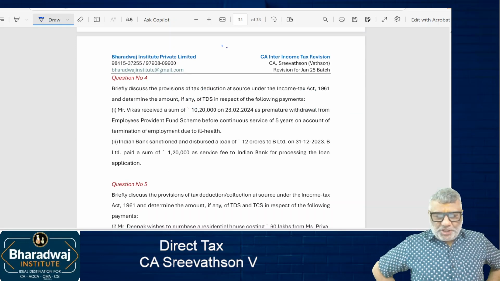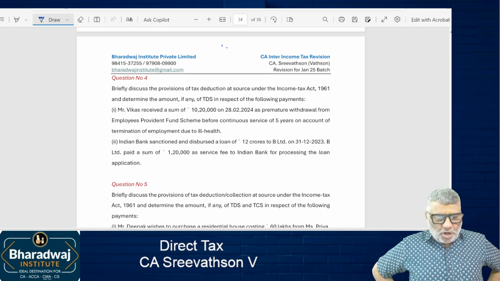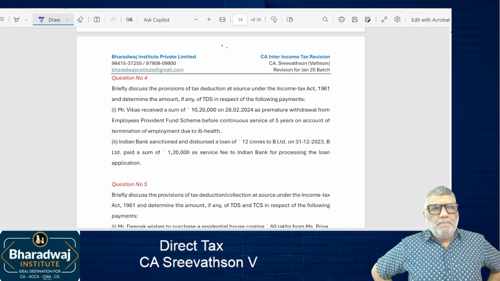Briefly discuss the provision of TDS. Mr. Vikas received 10 lakh 20,000 as premature withdrawal from Employee Provident Fund before continuous 5 years on account of termination of employment due to ill health.